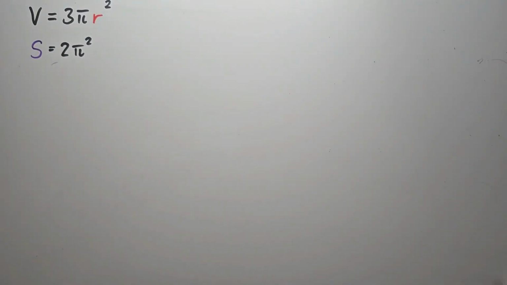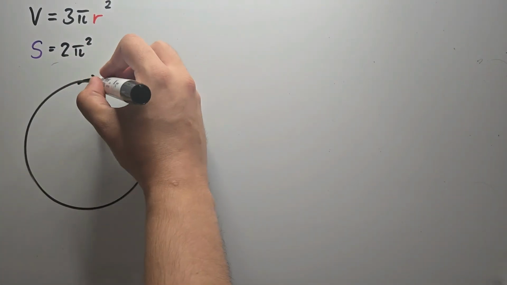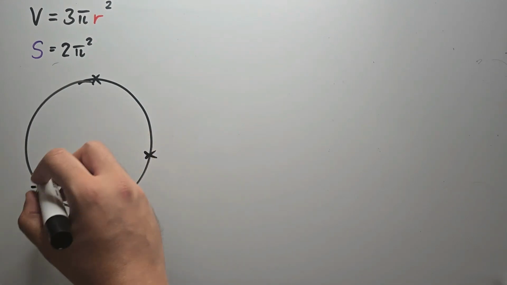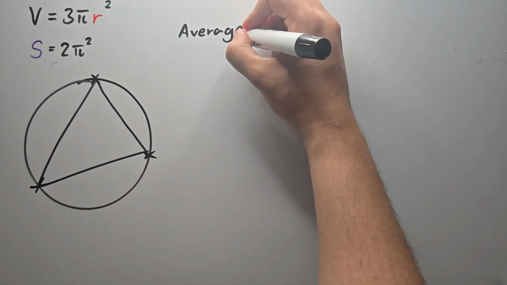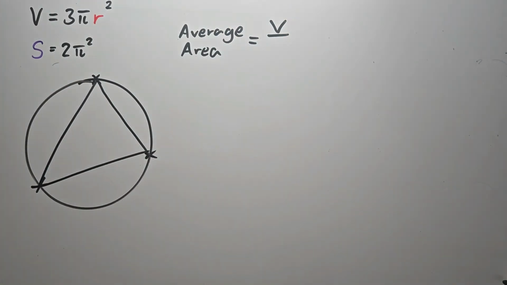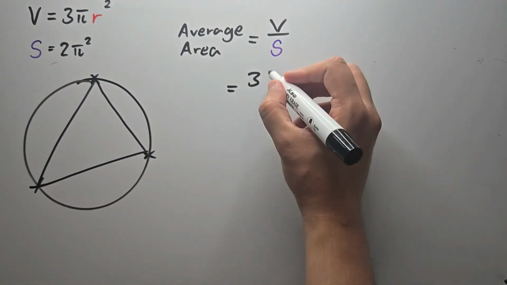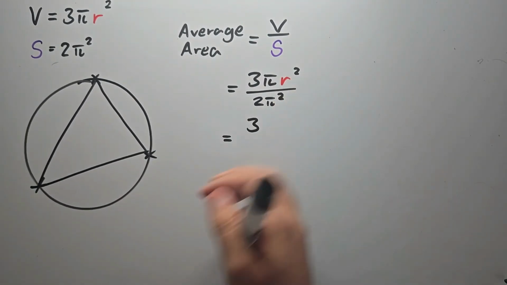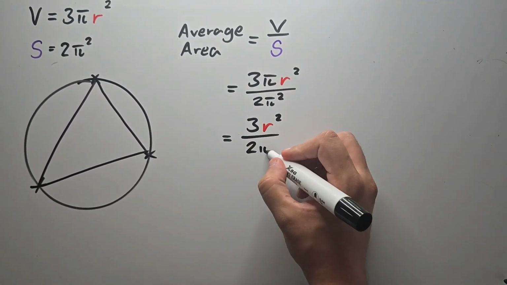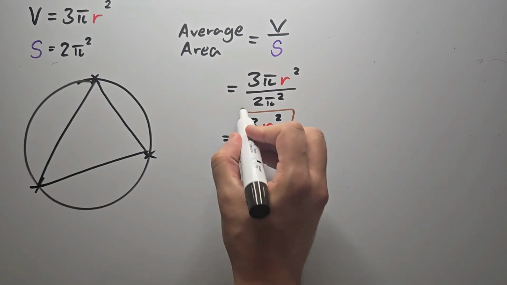Which means we have enough to finally answer our question. Given a circle of radius r, 3 random points selected on the circumference will form a triangle. The average area of such a triangle is equal to v over s, which is equal to 3 pi r squared over 2 pi squared, which is equal to 3r squared over 2 pi. And this is our solution.